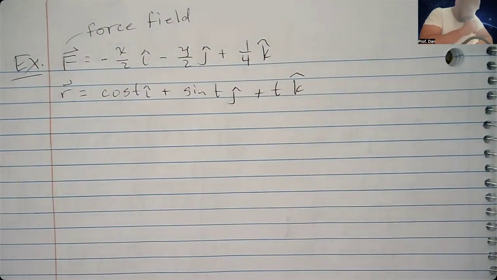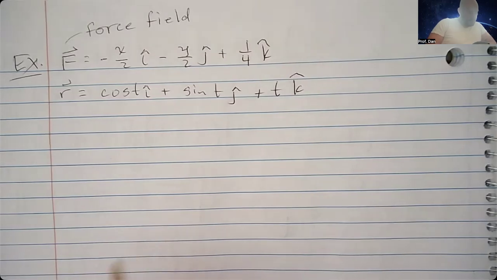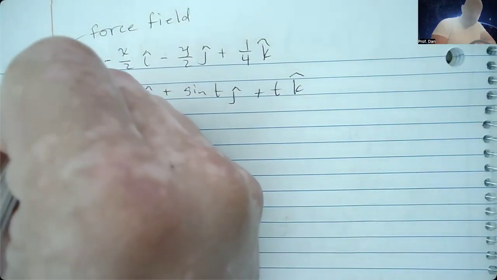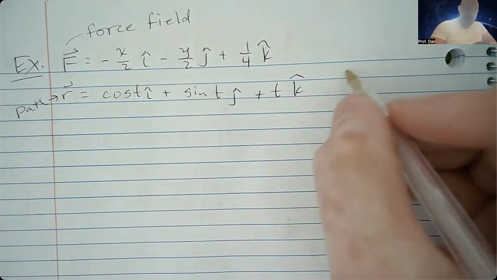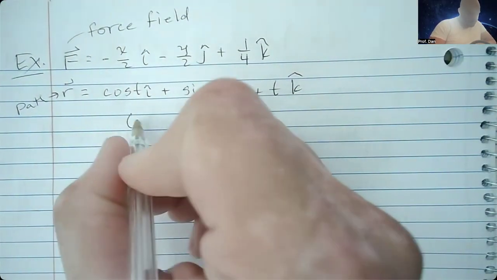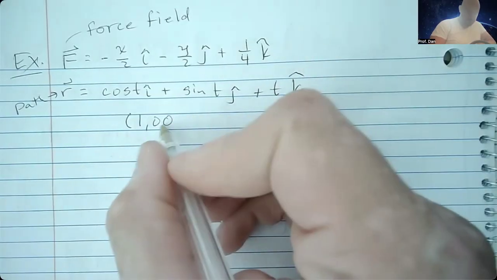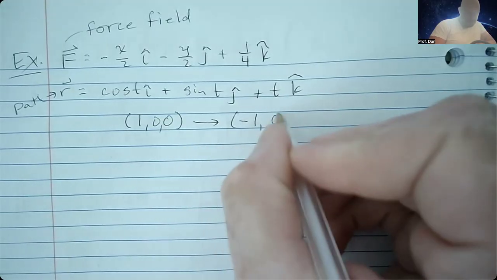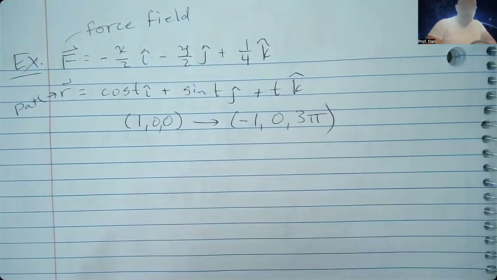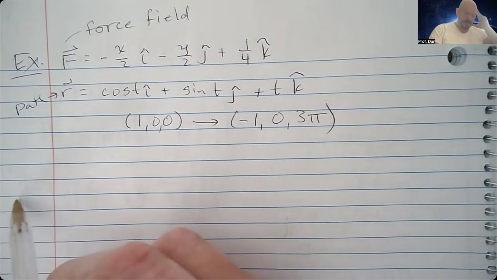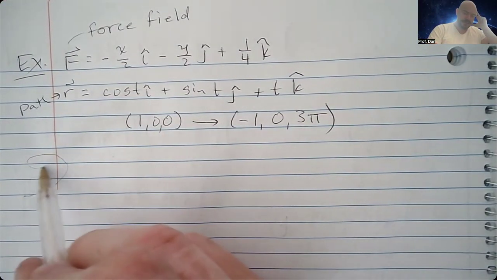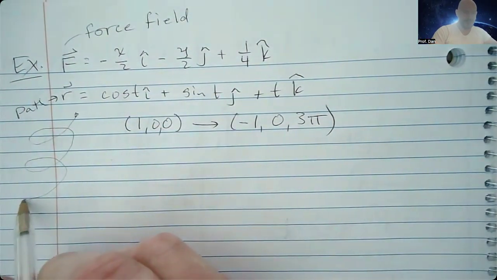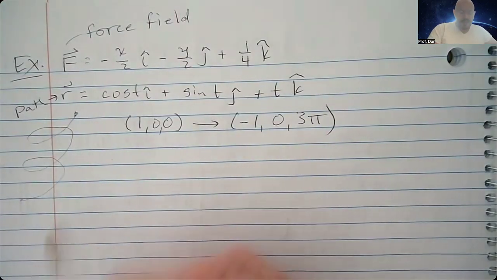All right, but let's say that we are looking at that, right? We're moving, so that's the force field. This is the object's path. And we're taking this path specifically from the point 1, 0, 0 to the point -1, 0, 3 pi. All right, so it's like from the bottom of the spring, we're moving up, we're moving along the spring up until we get to this point. So that's our initial point, that's our terminal point. And this is our path.